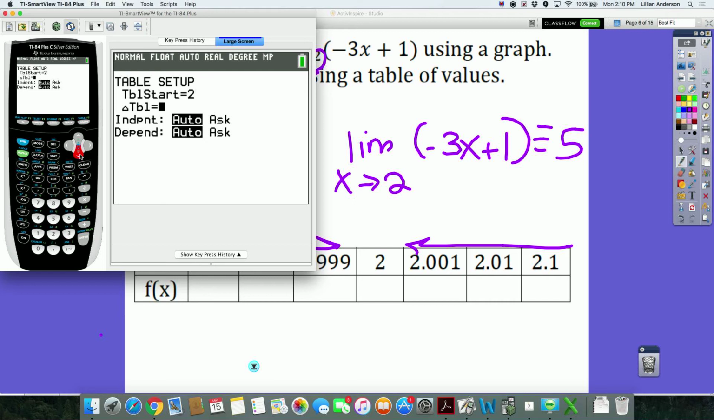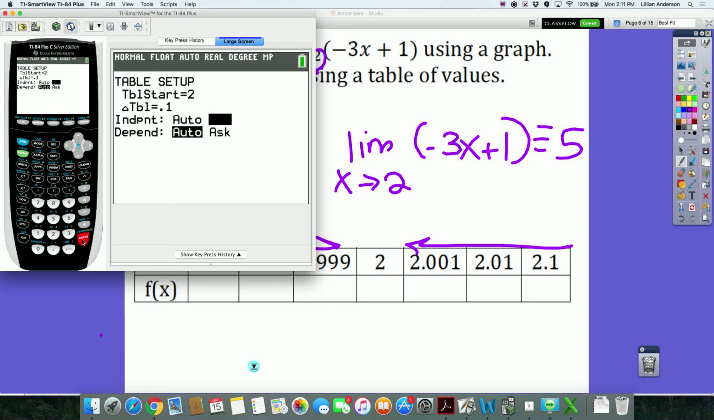Now, this triangle TBL basically means how do you want the table to increase? If you want to increase by 1s, then it's going to start at 2, and then it's going to show you 3, 4, 5, 6, increasing by 1s. If you want to increase it by 0.1, then it'll be 2, 2.1, 2.2, 2.3, et cetera, okay? But for us, since we want these specific values for our X variable, we want to go down to independent, and we want to go over and click enter on ask. Because ask allows us to basically type in whatever X values we want to get the corresponding Y value.